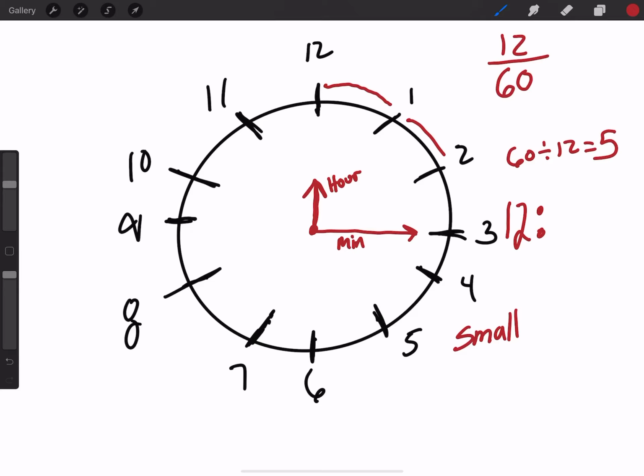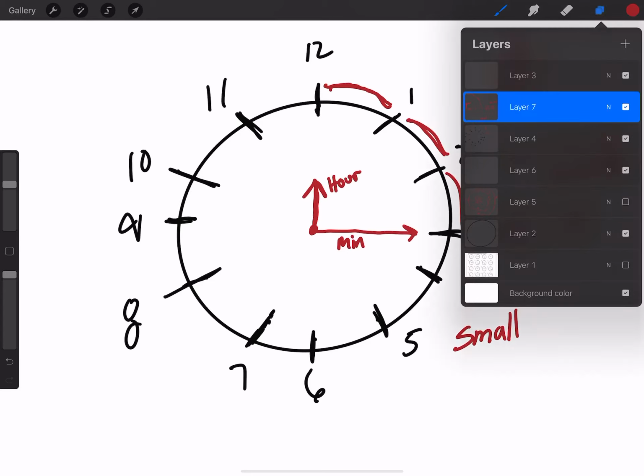Now, that is not 3 minutes, okay? Because there are 60 minutes in an hour. So if each one of these lines is 5 minutes, then we have 5 times 3 to get 15. So that means our minute hand is at 15, making our clock say 12:15. Here, let's try another one. I'm just going to clean this up nice and easy.